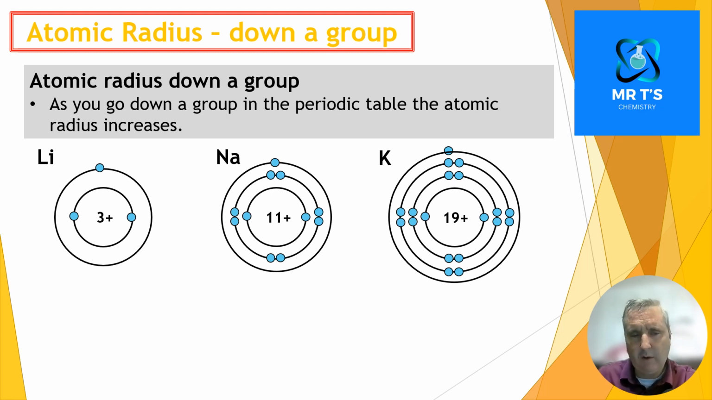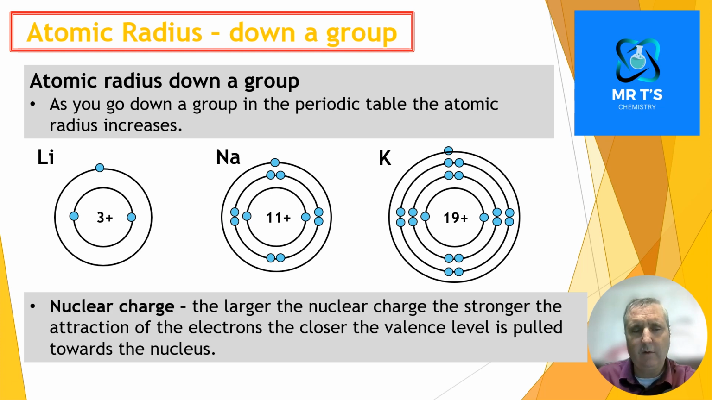We will note, however, that as we go down the group, the positive charge still increases. That would have an effect of pulling the electrons in closer, but that effect is not as strong or noticeable as the extra energy levels that are added. So we would mention it, but we would clearly state that it's actually the extra energy levels that cause the increase in atomic radius. So the nuclear charge does get stronger, but it's not important.